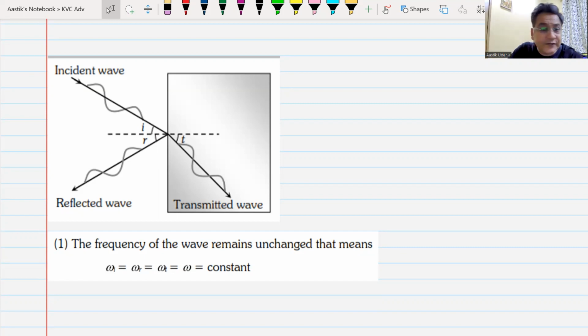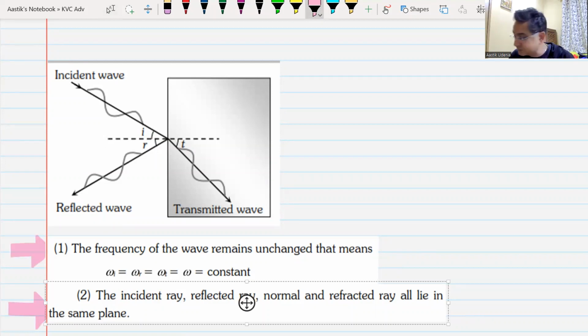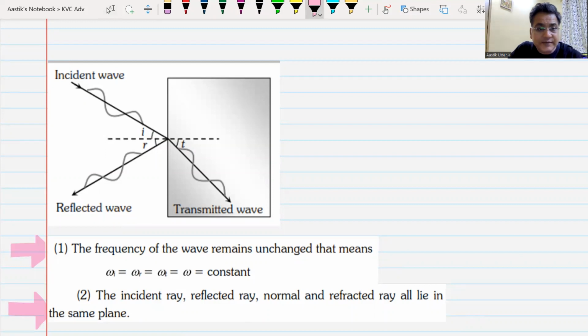This is reflection and refraction put together. The incident ray, the reflected ray, normal and refracted ray, all will lie in the same plane. Do we know this? Yes or no? Yes, sir. Okay. First, listen to me, then I will give you time to write.